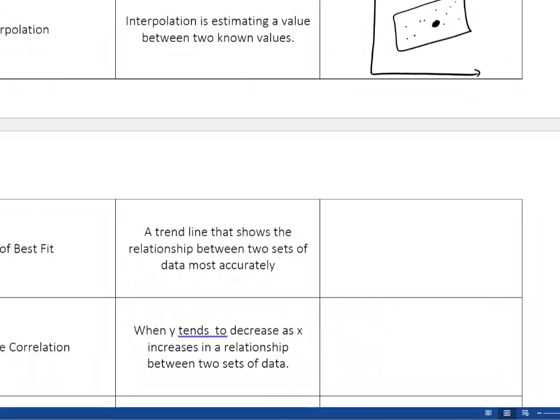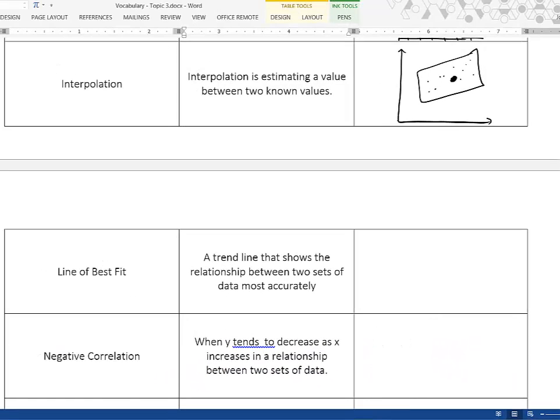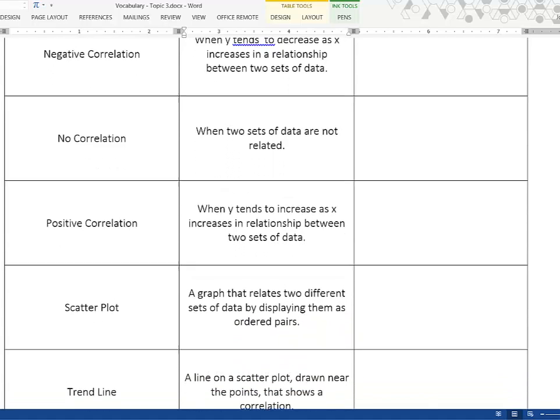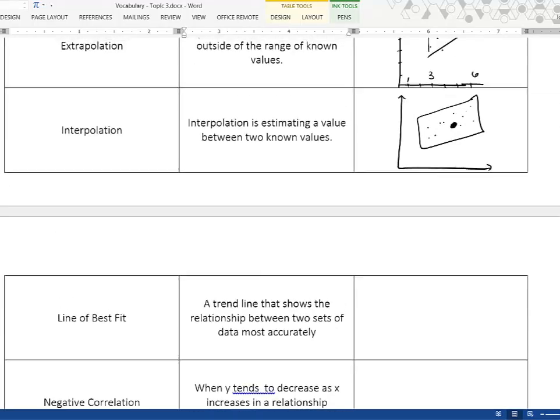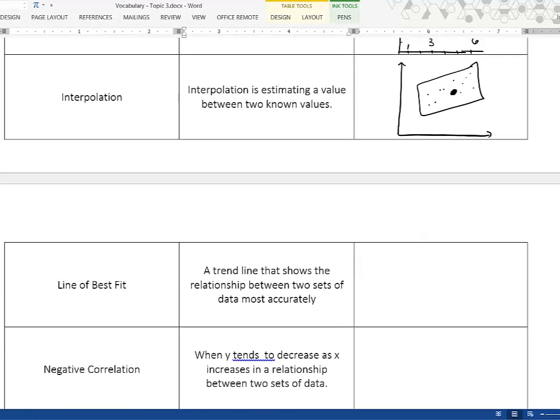Let's go ahead and jump to line of best fit. So a line of best fit is a trend line that shows the relationship between two sets of data most accurately. So a trend line is down here, further, right here, trend line. So pretty much trend line is the mommy, and line of best fit is the kiddo, okay? The line of best fit is a more accurate depiction of a trend line.